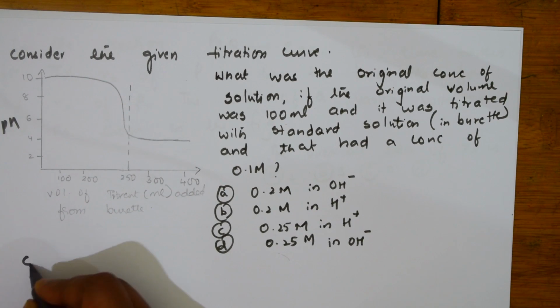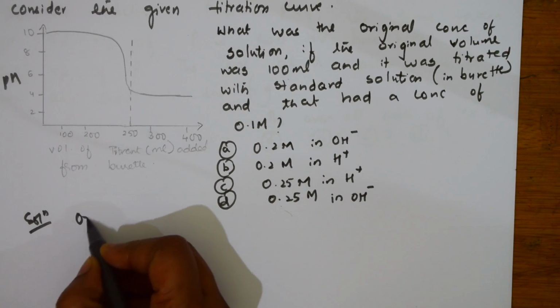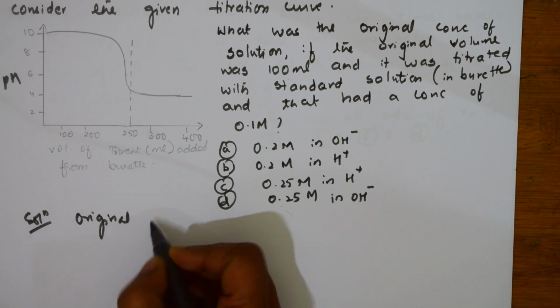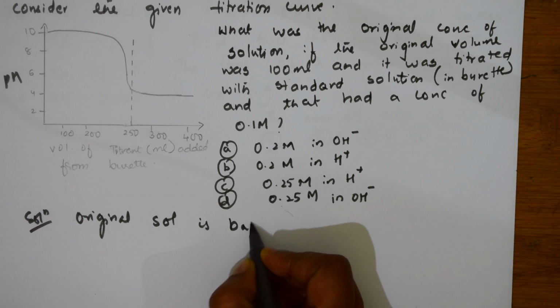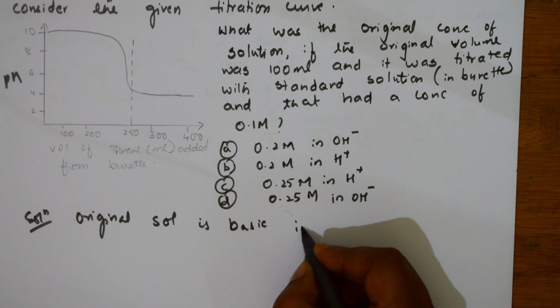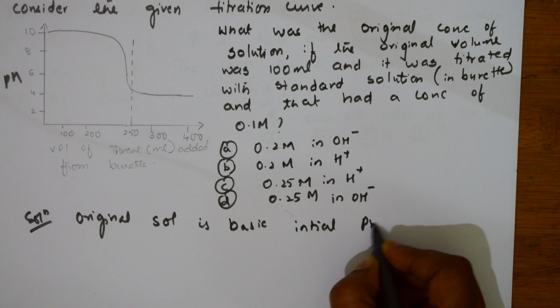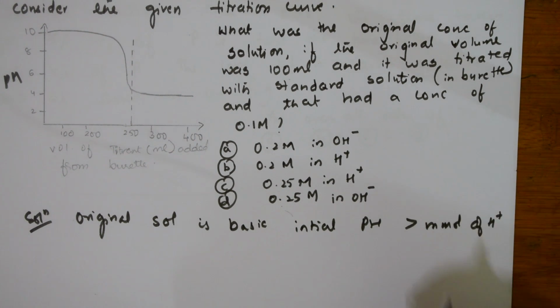So the first important concept you have to remember is that the original solution is basic. Seeing this, it is basic. Why? The initial pH also, if I have to see, initial pH is greater than mole of H plus. Okay, this is done.